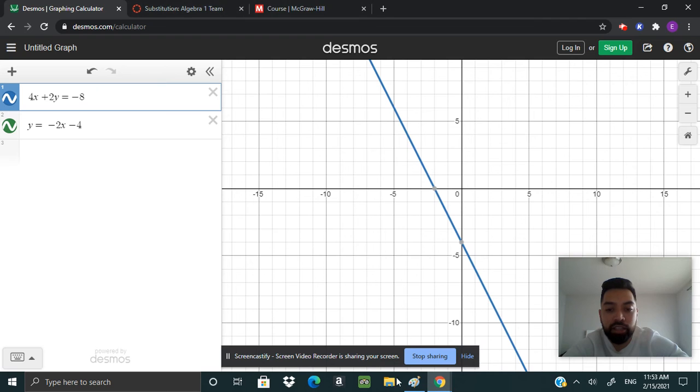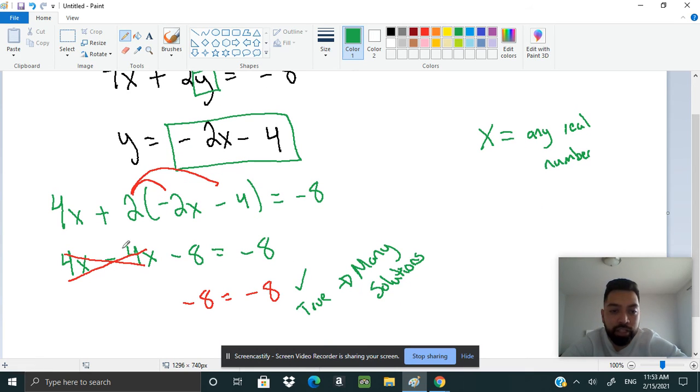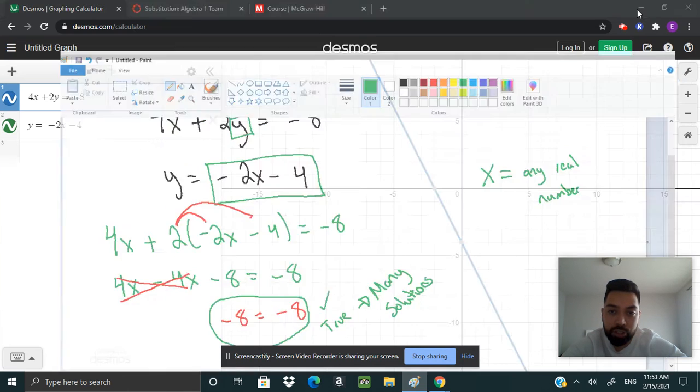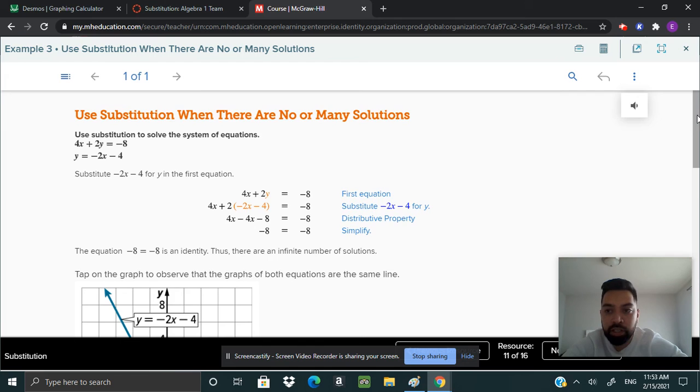So when you get something like this, if you're using the algebraic way to solve it by substitution, and you realize that your x's go away and all you have is a number that equals the same number, you have to say that there are many different solutions. Okay? There's also another situation. I'm just going to bring this up since it's kind of part of this problem also.